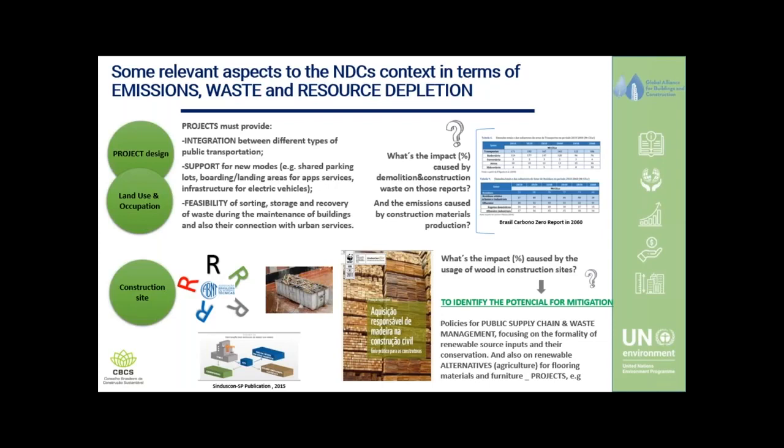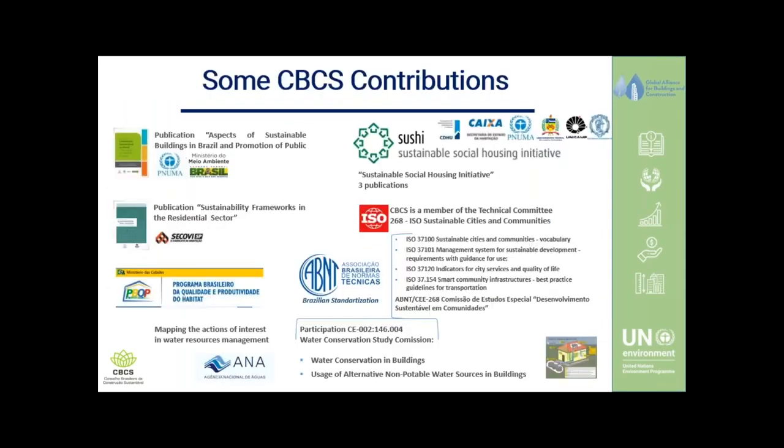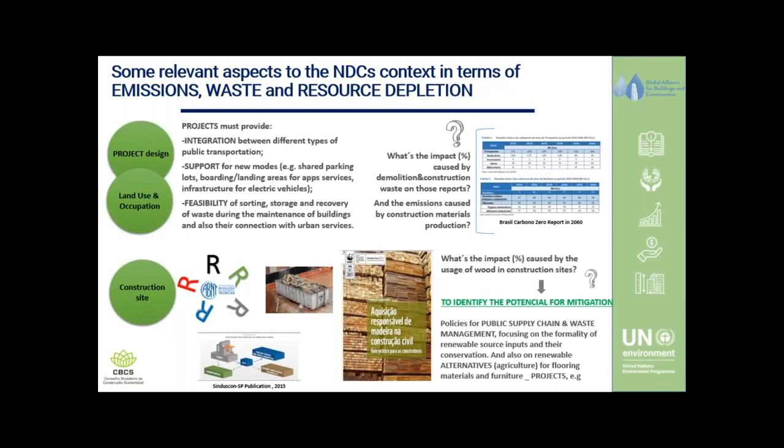Policies for public supply chain and waste management, also focusing on the formality of renewable resource inputs and their conservation, and also on renewable alternatives, agriculture, for example, for flooring, materials, and furniture. We can see on the NDC reports, yes, demolition and construction waste on these reports. We didn't see them. And the emissions caused by construction materials production, there are a few of them we see on the industry matters, but not all of them.